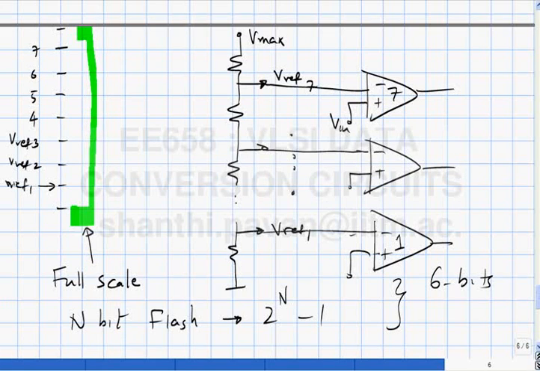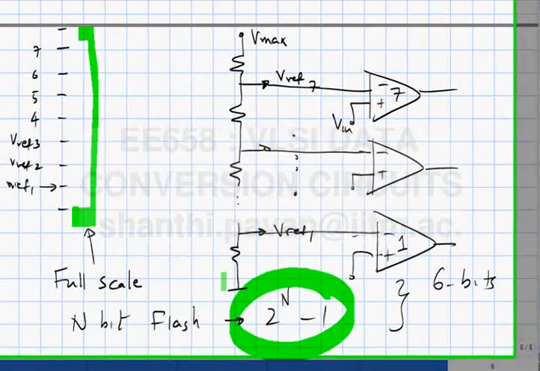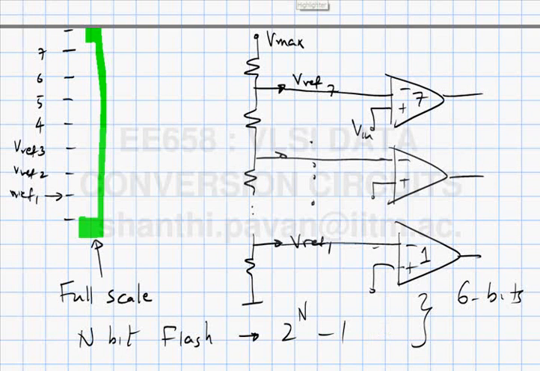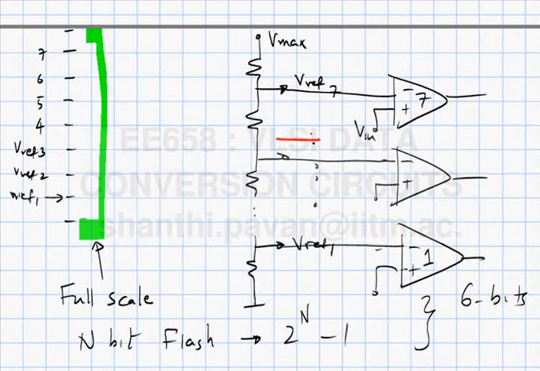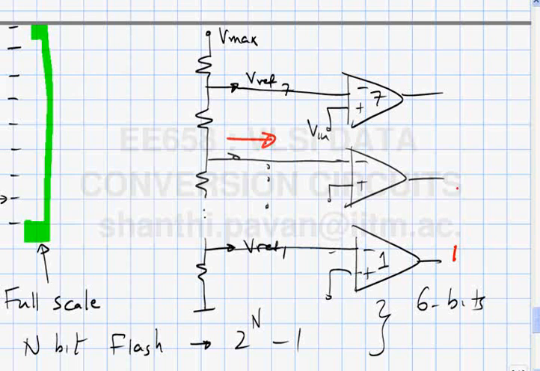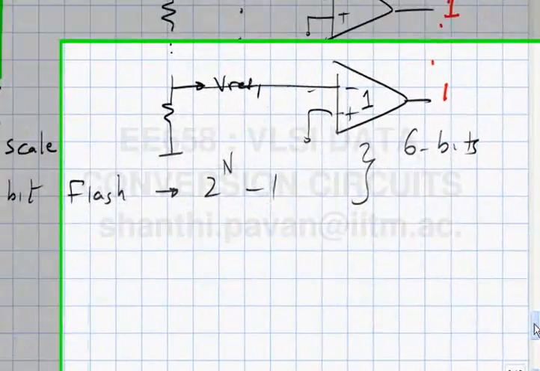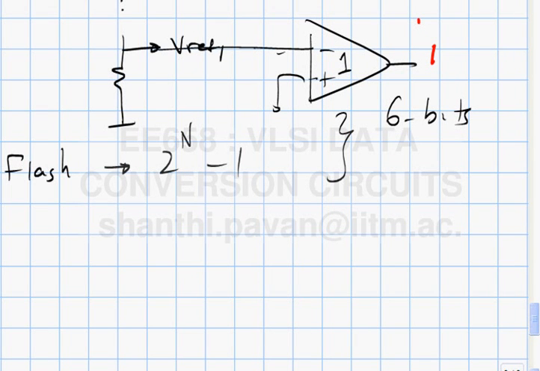One issue is the implementation complexity. If the input lies here, that is between Vref 6 and Vref 7, what will be the outputs of the comparators? What will this comparator give you? The lowest one? It will give you a 1. What about this one? 1. What about this one? The output of the comparators will be a sequence of all 1s followed by a sequence of all zeros, and where the transition occurs is the bin in which the signal lies.